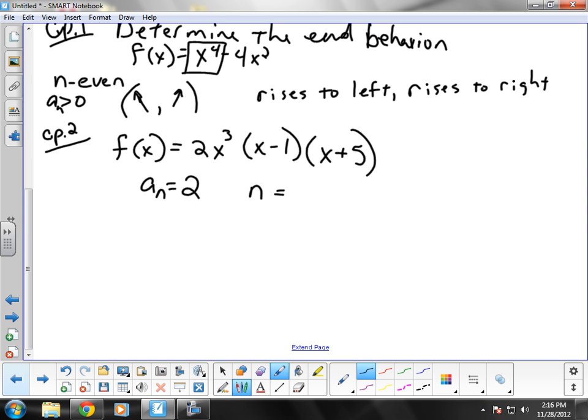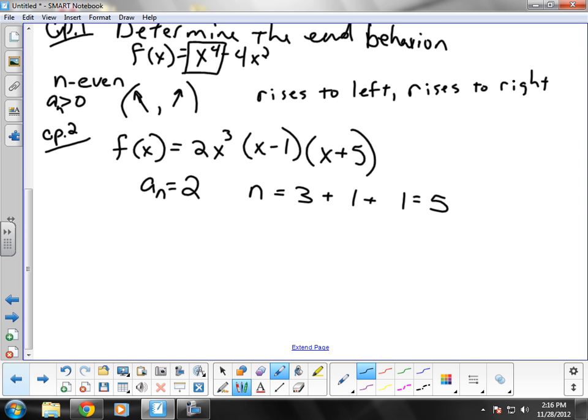How did you get that? What's the degree of this one? 3. What's the degree of this one? And what's the degree of this one? When I multiply like bases that have exponents, what do I do to their exponents? I'm adding them up. So n is 5. So it is odd.